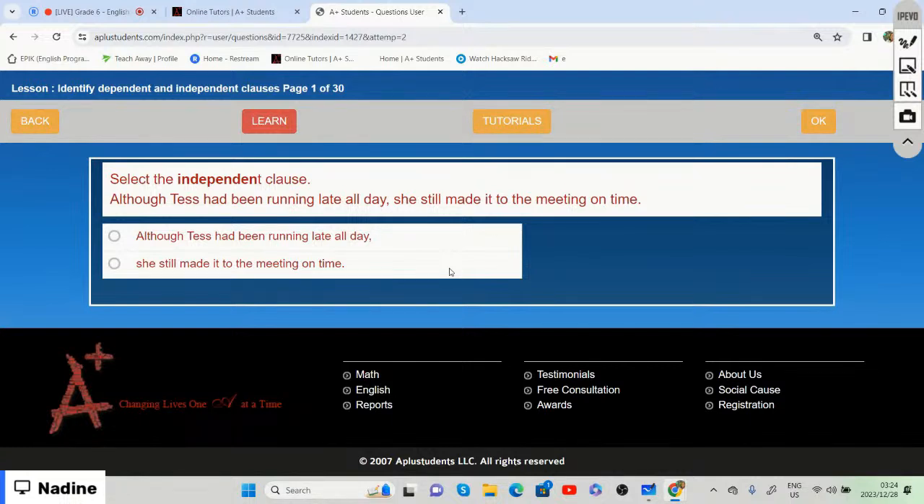So we need to select the independent clause, right? Remember, we said an independent clause basically expresses a complete thought and can stand on its own. Although Tess had been running late all day, she still made it to the meeting on time.